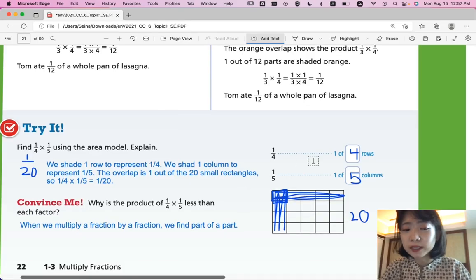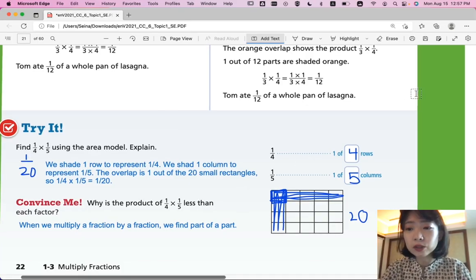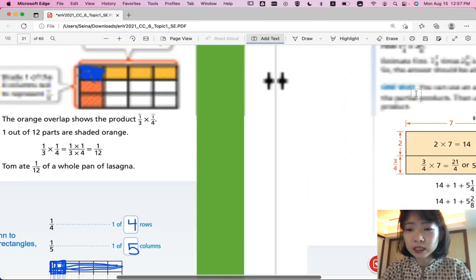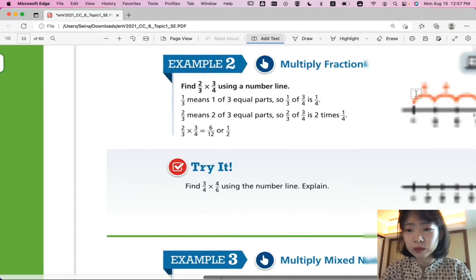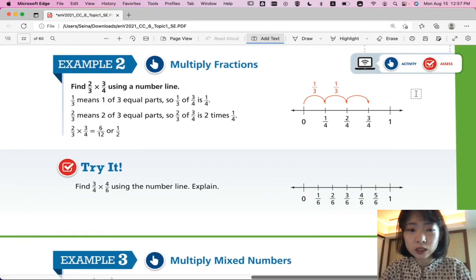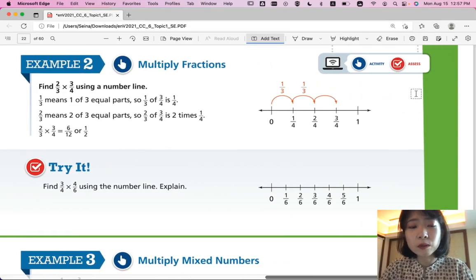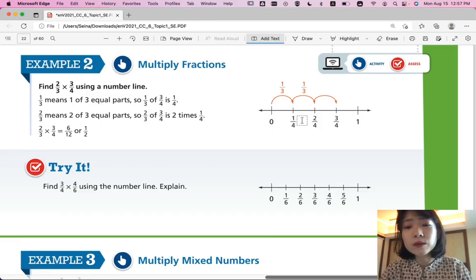Okay, that was example 1. Let's move on to example 2 on the next page. Multiply fractions. Find 2/3 times 3/4 using a number line. 1/3 means 1 of 3 equal parts. So 1/3 of 3/4 is 1, 2, 3, 1/4.